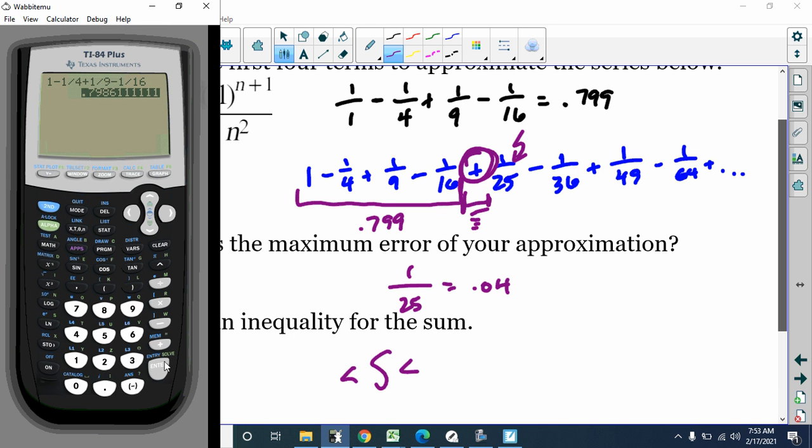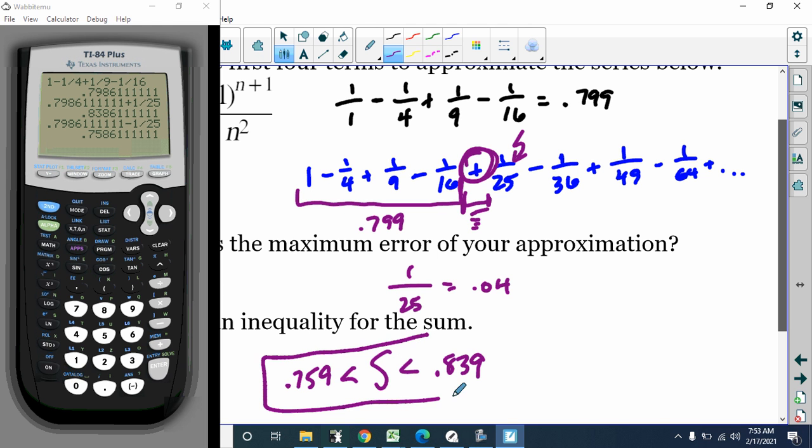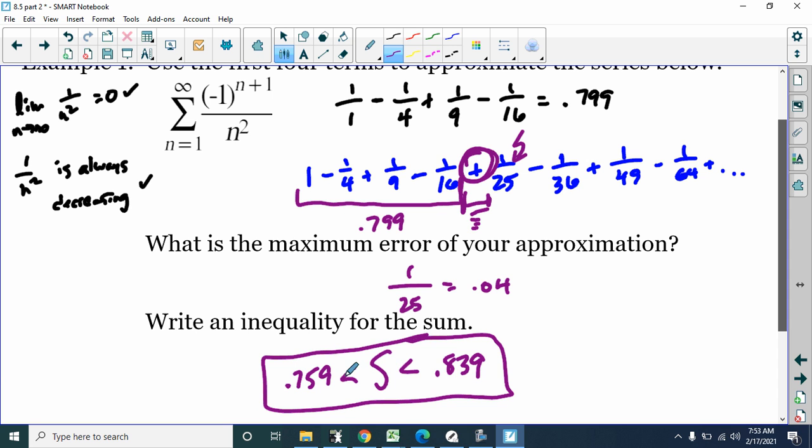So we're going to take this plus 1 over 25, 0.839. Also take that minus 1 over 25, 0.759. So we know that the sum of this infinite series is something in between those two values, something around 0.8.